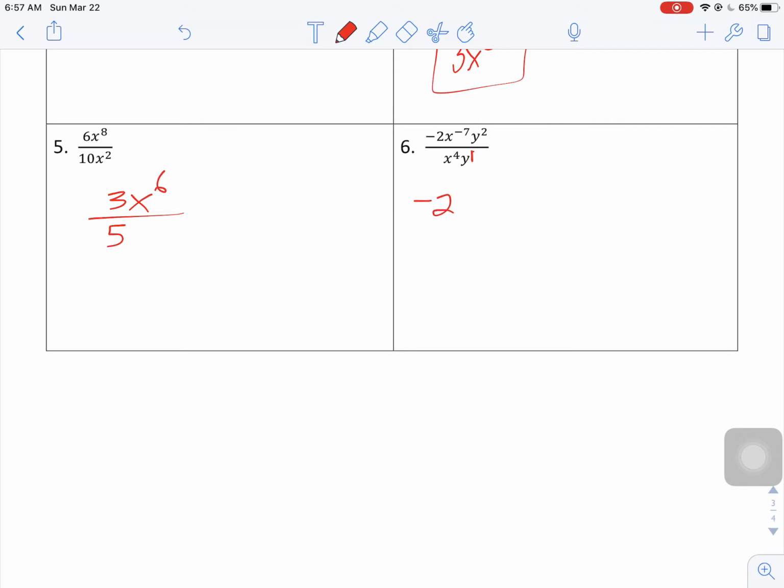For the x's, negative 7 minus 4 is negative 11. For the y's, 2 minus 1 is 1. And I don't usually put the 1 as the exponent, I just leave it off. I'm not supposed to have negative exponents in my answer, so the negative 2 and the y are going to stay put, and then the x to the negative 11th comes down to the bottom, but you make it a positive 11.